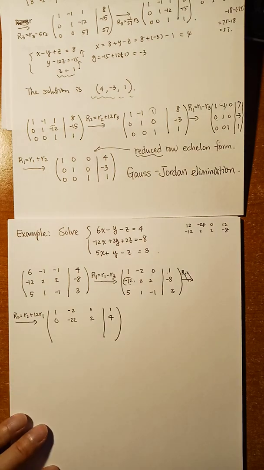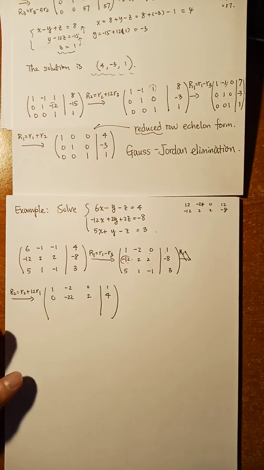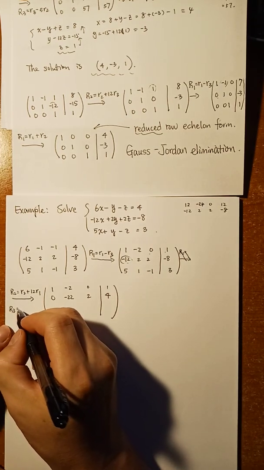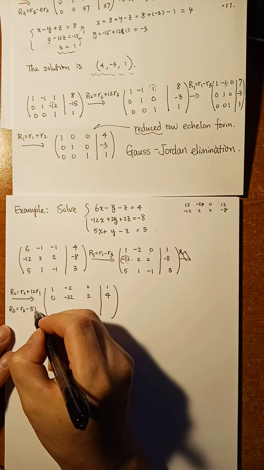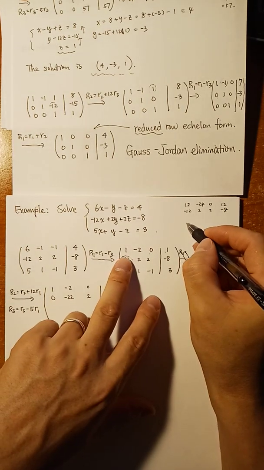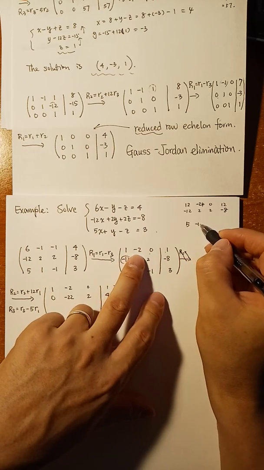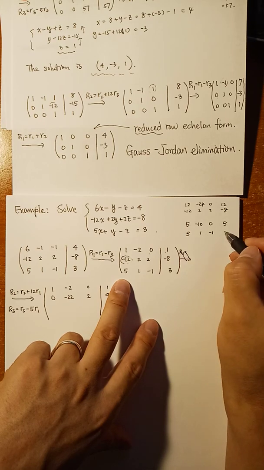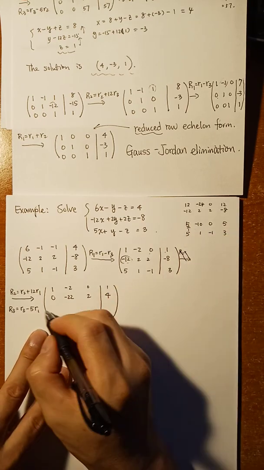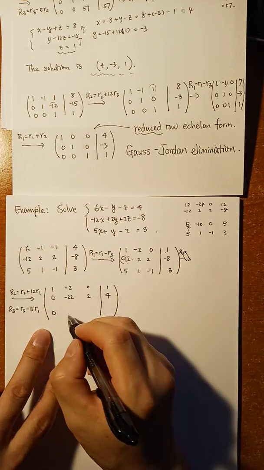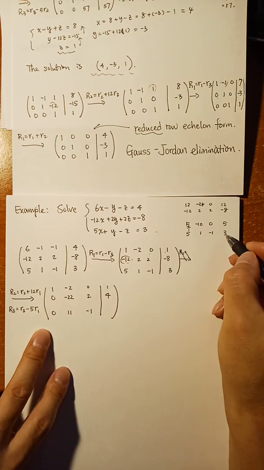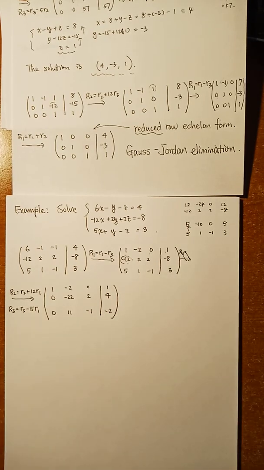Okay. And for the row 3, I'm going to use new row 3 is equal to row 3 minus 5 times R1. See, 5 times R1 is 5, negative 10, 0, and 5. And the row 3 is 5, 1, negative 1, and 3. We do subtraction. 5 minus 5, 0. 1 minus negative 10, 11. Negative 1 minus 0, negative 1. 3 minus 5, negative 2. Okay.